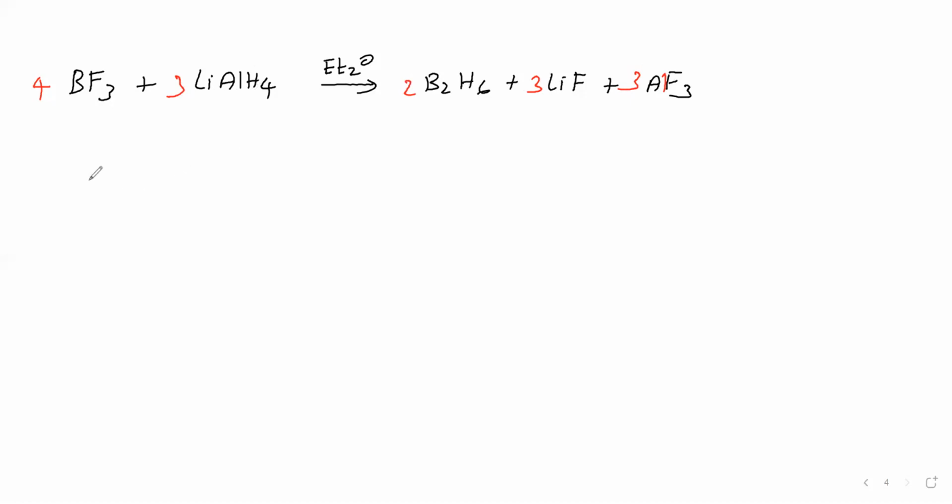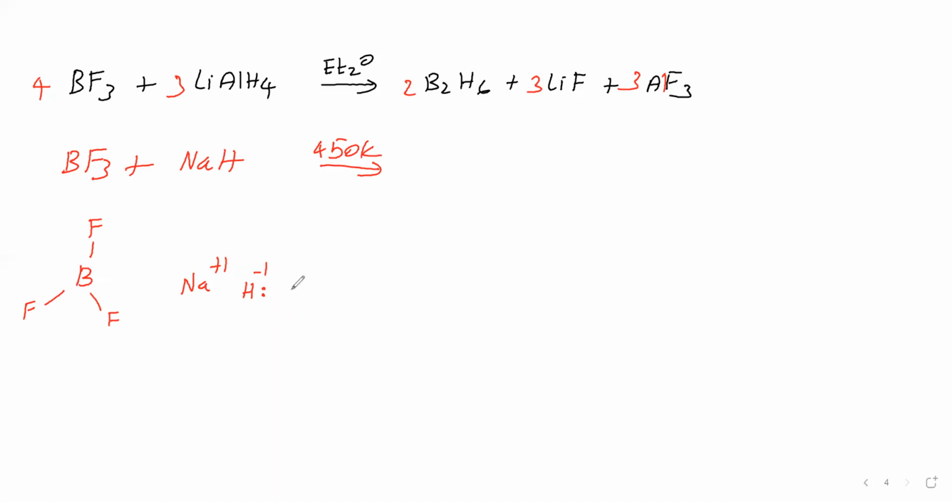Next reaction we will take BF3. Instead of lithium aluminum hydride, we will take sodium hydride, and temperature we will provide 450 Kelvin. How the reaction takes place, we will see. Here BF3 we have written, and the sodium hydride we will write as Na+ H-.